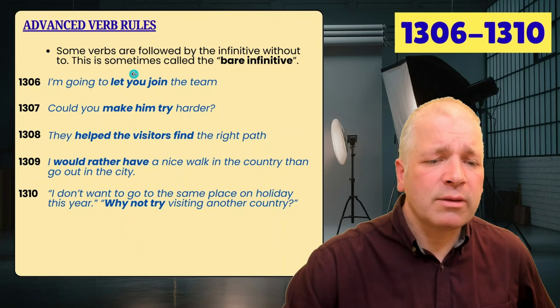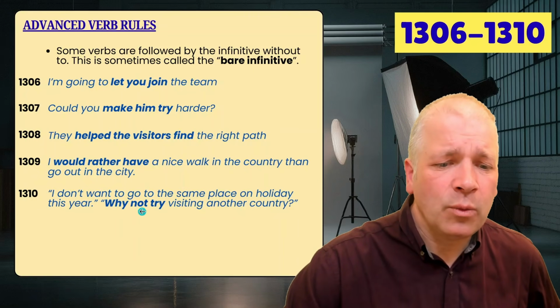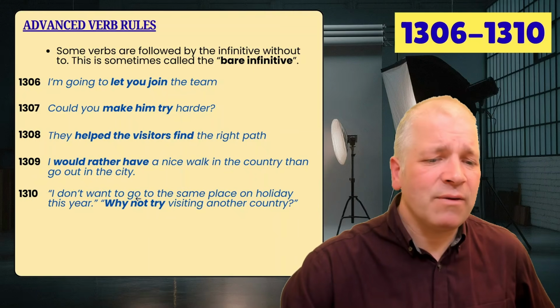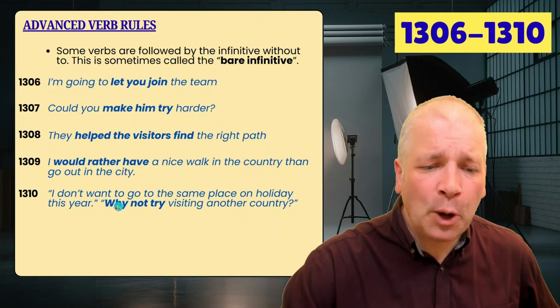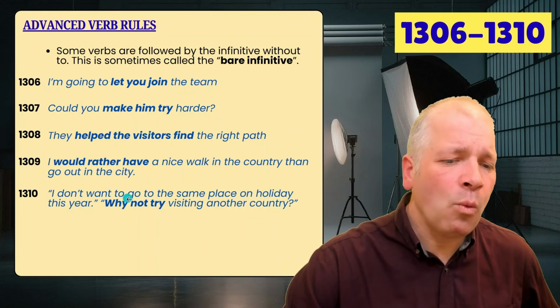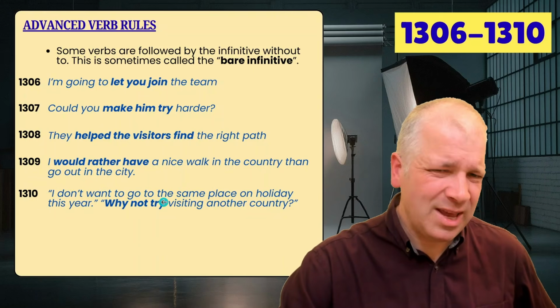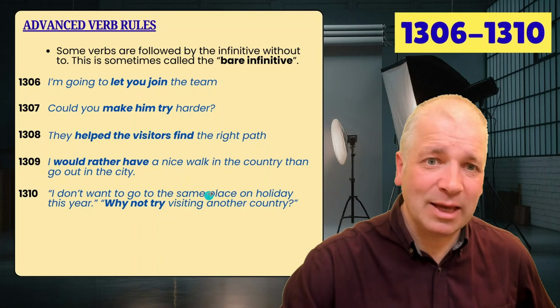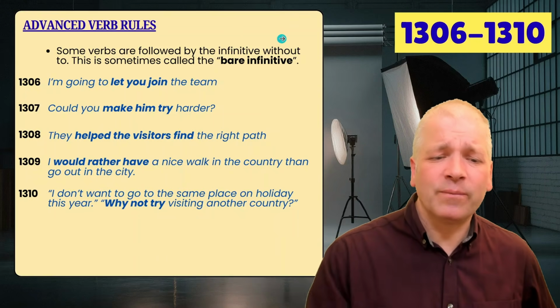So in all of these cases, we have verbs with the bare infinitive. The last one, we have a combination of why not followed by try. It's not try followed by visiting, because visiting is the gerund. It's the structure, why not?